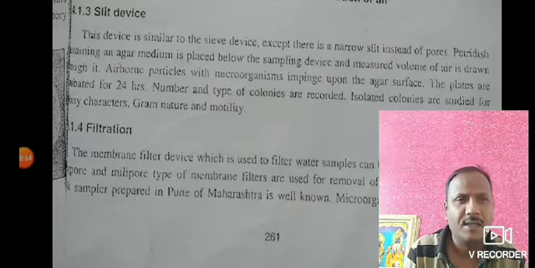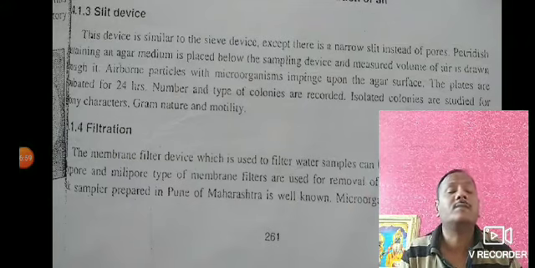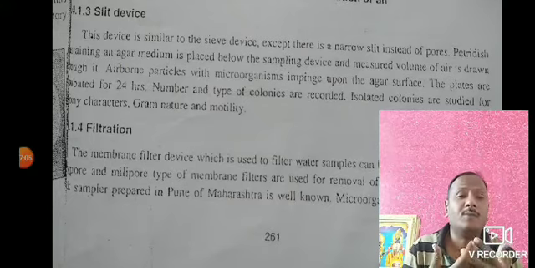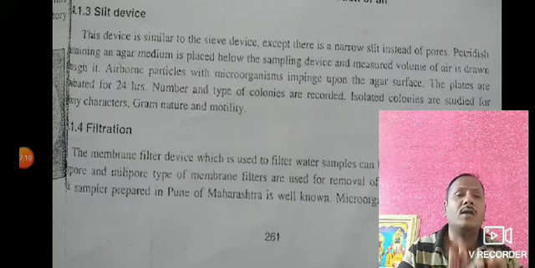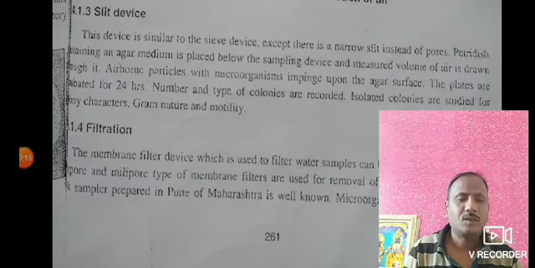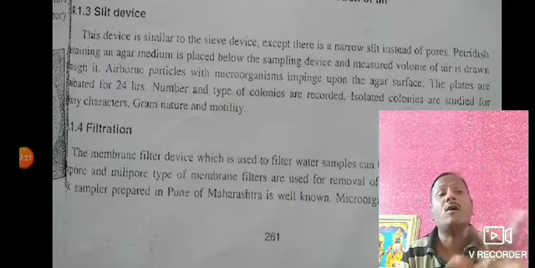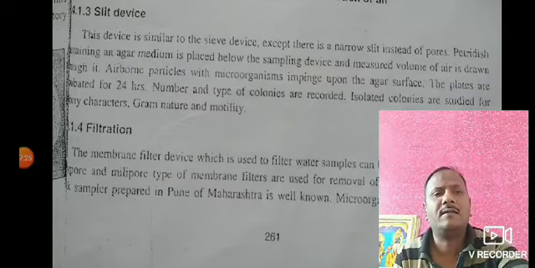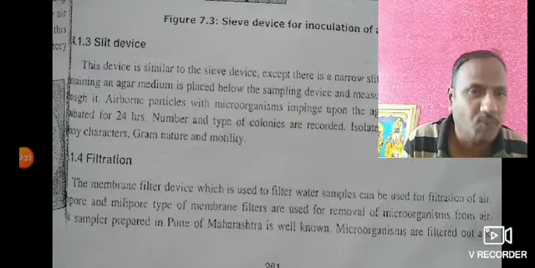We can draw a specific volume of air into it, and after that we can calculate how many colonies are present, and on the basis of that we can say that this many microorganisms are present in the specific volume of air. With the help of the gram staining method we can also identify which kinds of microorganisms are generally present in the air. It means whether they are pathogenic or non-pathogenic. This is one of the methods, the slit device method.